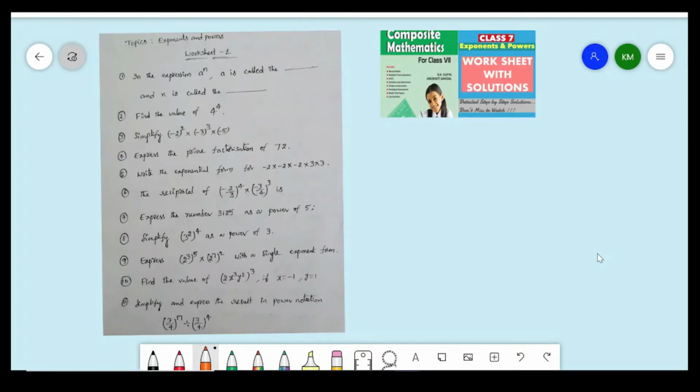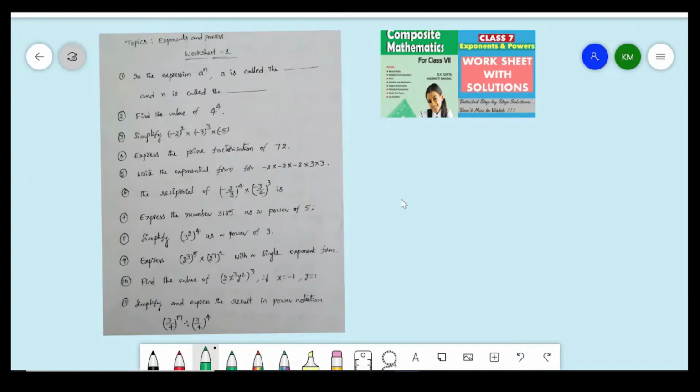Write the exponential form for minus 2 multiplied by minus 2 multiplied again by minus 2 and multiplied by 3 and 3. So exponential form, that is a very easy one. Minus 2 is repeating 3 times, so minus 2 whole power 3, and 3 is repeating only 2 times, so 3 power 2. So this is the exponential.